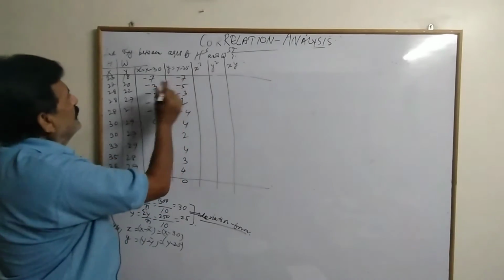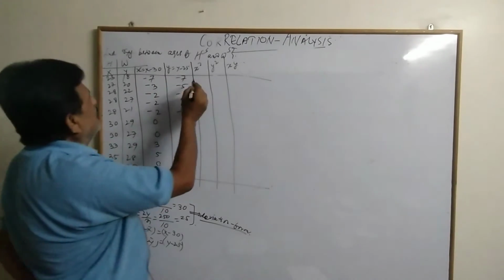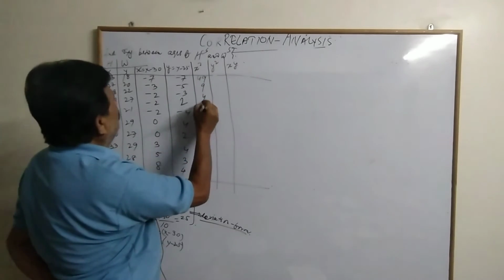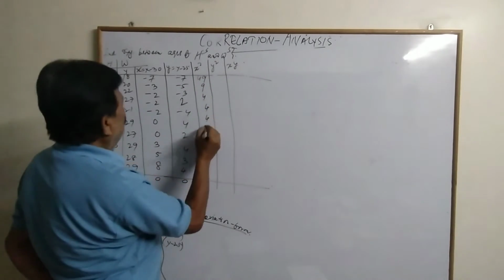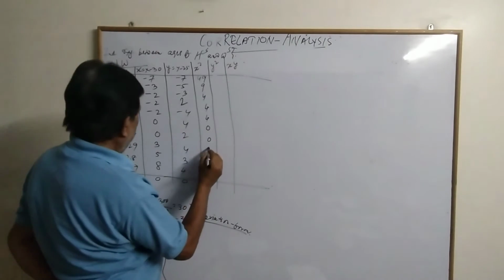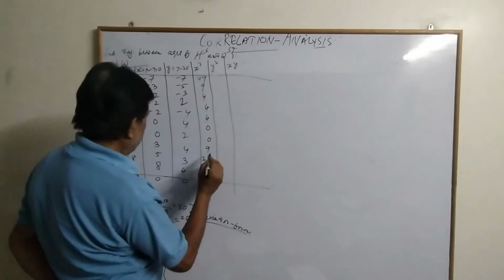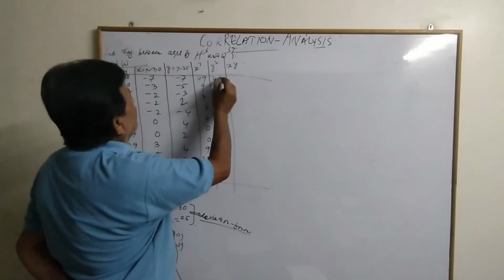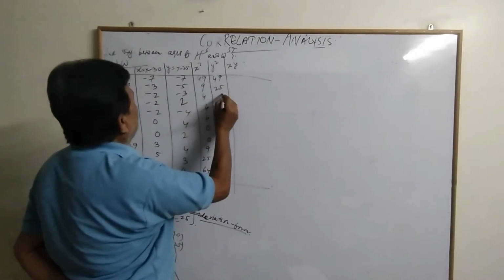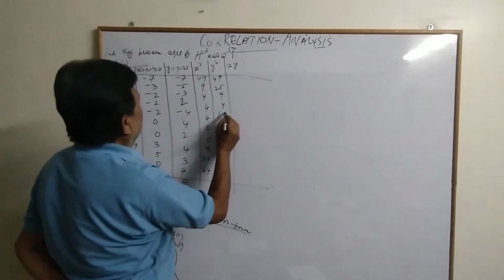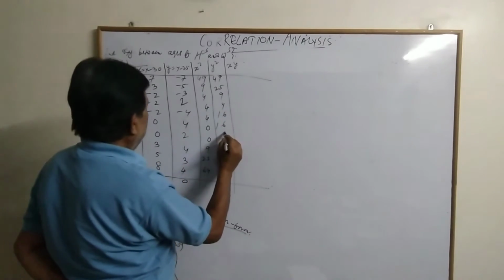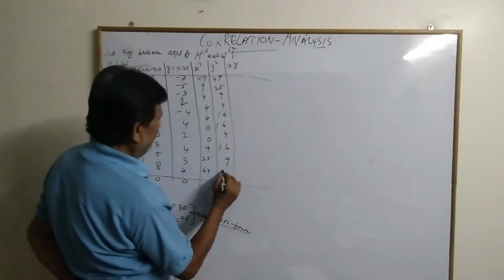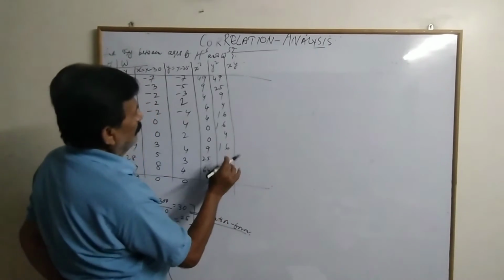Now it has to be squared up. So each value of x, you get the square. So this is 49, 9, 4, 4, 4, 0, 0, 9, 25, and this is 64. The square of this column, this is 49, 25, 9, 4, 16, 16, 4, once again 16, 9 and 16.